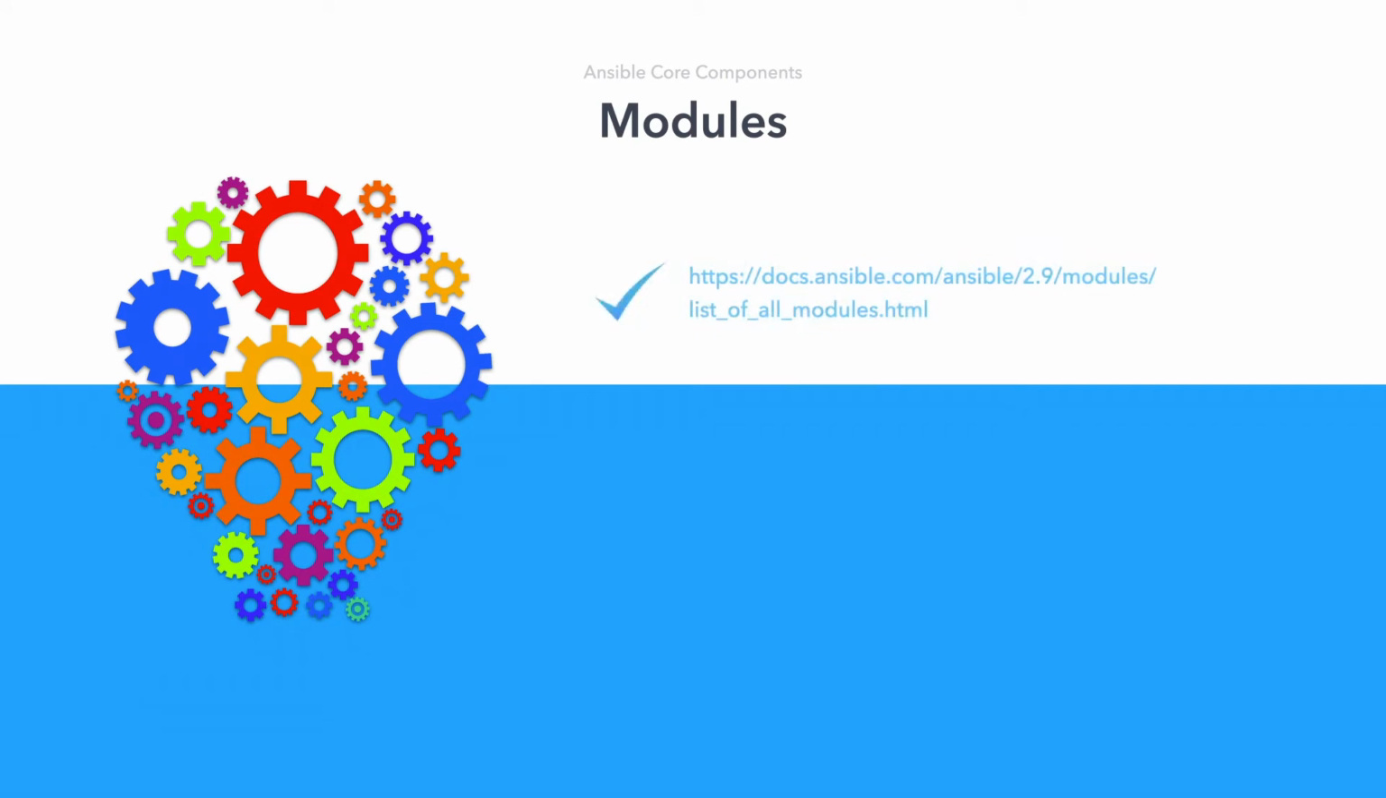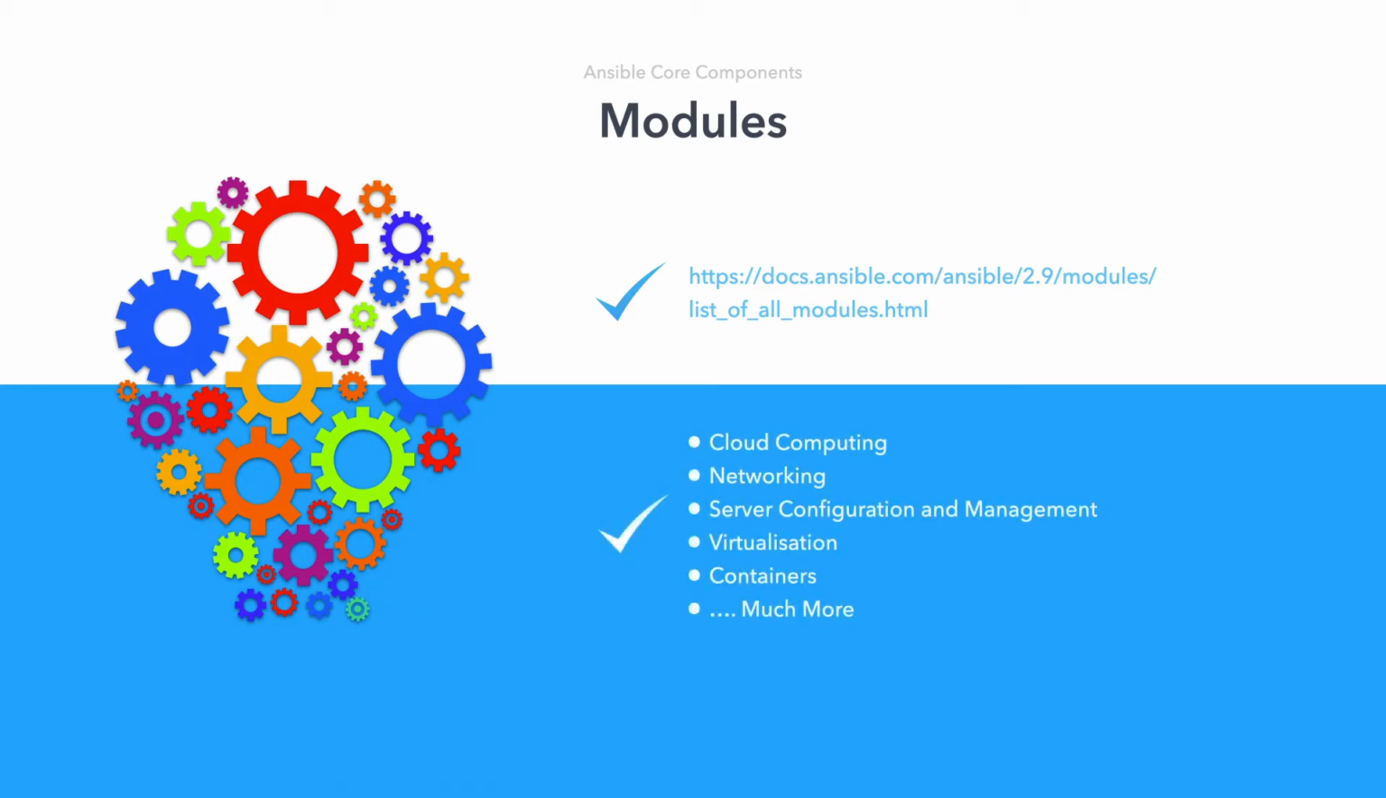A major factor in the success of Ansible is the extensive library of modules that are openly available for consumption. There are modules that cover many areas, including cloud computing, networking, server configuration and management, virtualization, containerization, and more. Given the size of the module catalog, there may be an Ansible module already out there to support the automation requirements that you have, and I encourage you at this point to have a look at the URL listed.